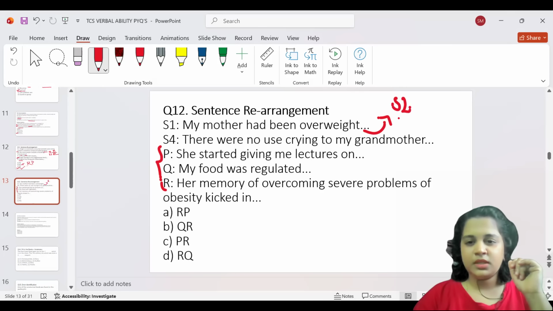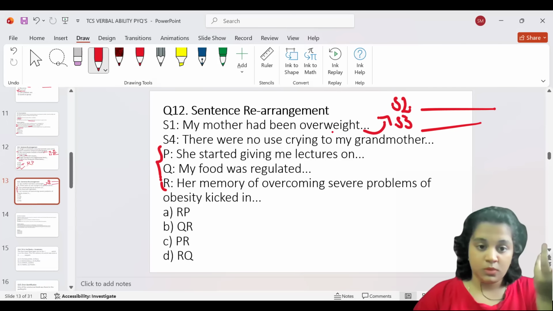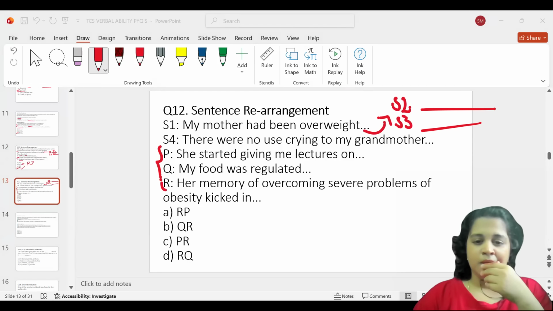I have a feeling that this question is also commonly repeated in a few of the placement exams. So, my mother had been overweight. It talks about a mom who has been overweight. Sometimes, instead of giving the entire sentence, they can give sentences in half. At that time, it makes it difficult for us to read it, but we'll have to answer it either way, right? So let us try to solve it.